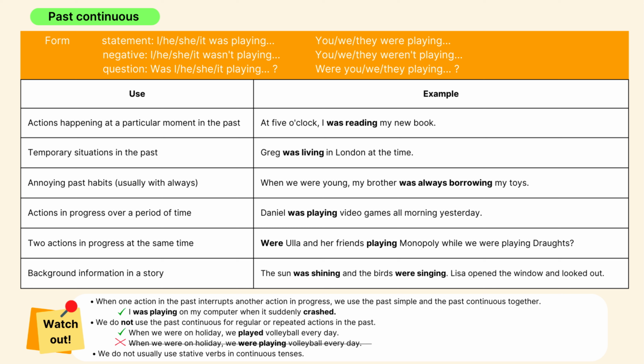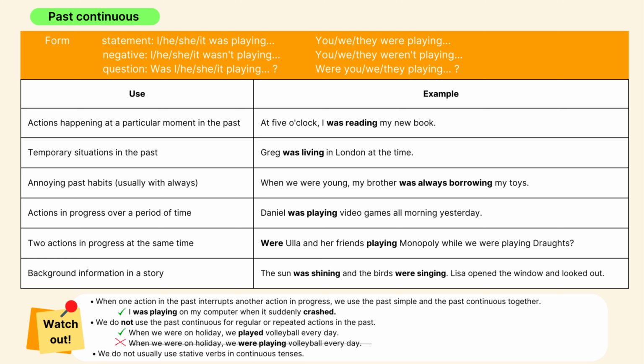Background information in a story. Example: The sun was shining and the birds were singing. Lisa opened the window and looked out. Watch out. When one action in the past interrupts another action in progress, we use the past simple and the past continuous together. I was playing on my computer when it suddenly crashed.